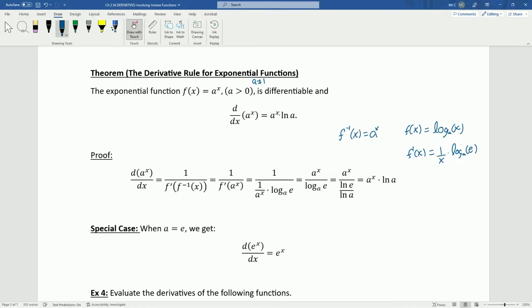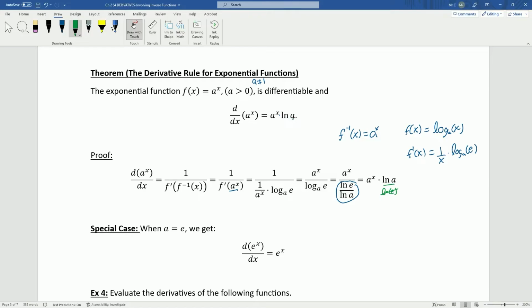So here, when I take this derivative, I get 1 over a to the x. I'm replacing x in my function with a to the x, times log base a of e. So I move the a up top. And then here, I'm just using the change of base formula to rewrite log base a of e as ln of e over ln of a. And then I'm multiplying by the reciprocal. But when I multiply by the reciprocal, ln of e is 1, so I don't need it anymore. So in other words, the derivative of a to the x is a to the x times ln of a.